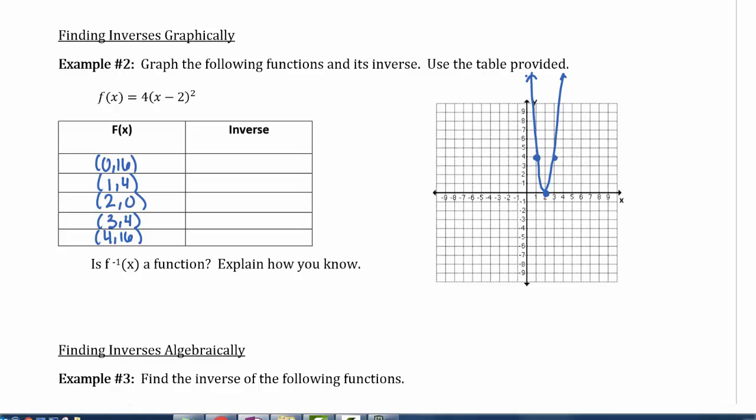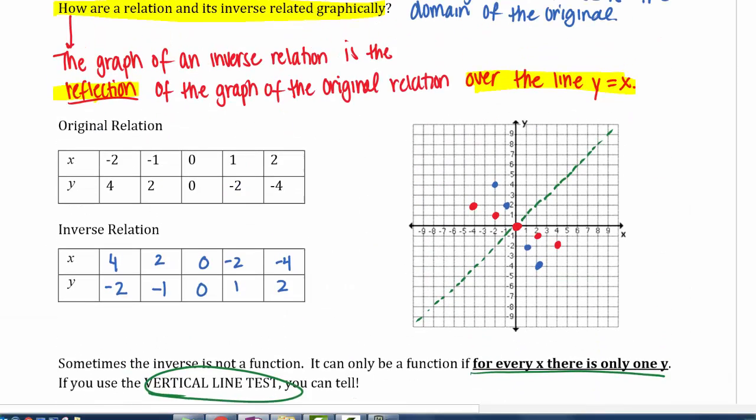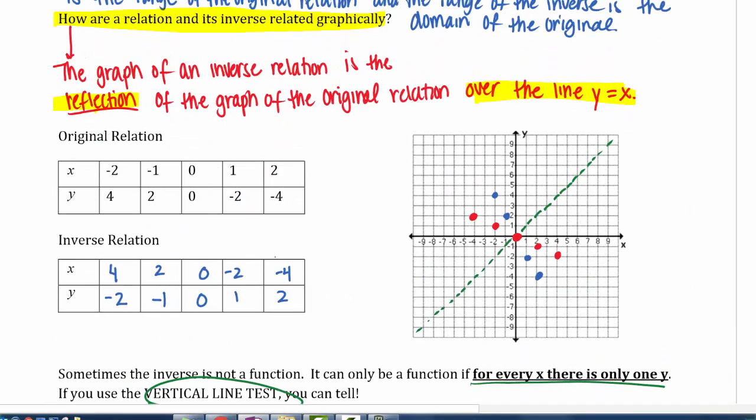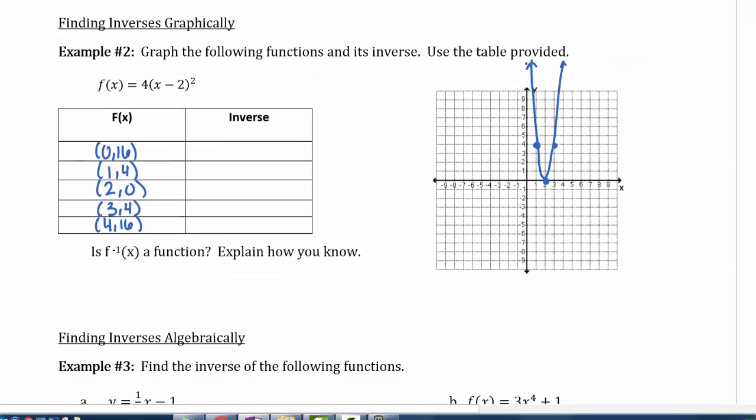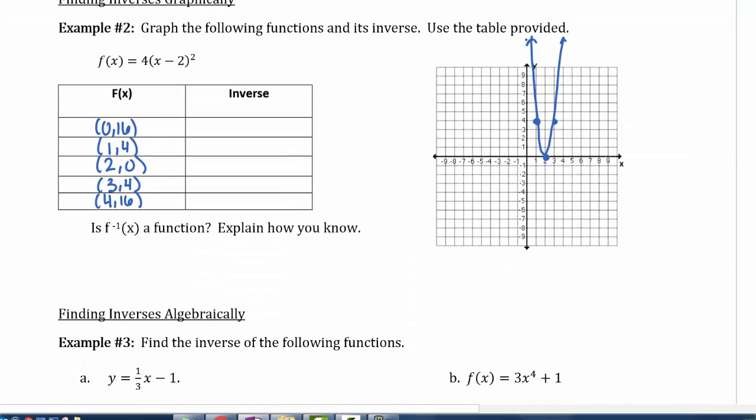So to find the inverse, right, we need to reflect it over the line y equals x. And if you remember back to the other example, we were at the table and we basically switched all of our x's and y's. Well, we're going to do that here for each point. So that would give me 16, 0, 4, 1, 0, 2, 4, 3, and 16, 4. Right? All I did was swap my x's and y's.